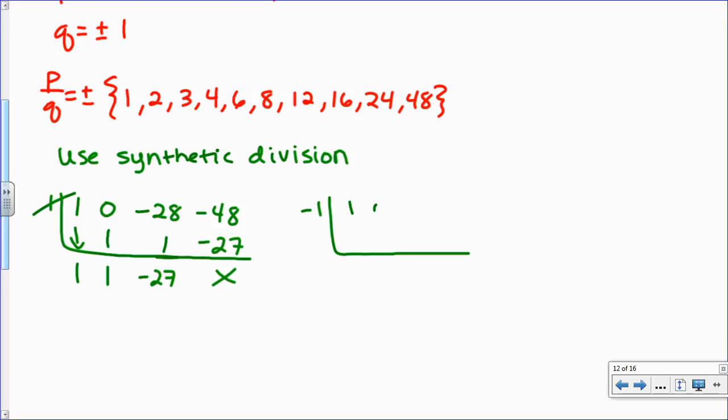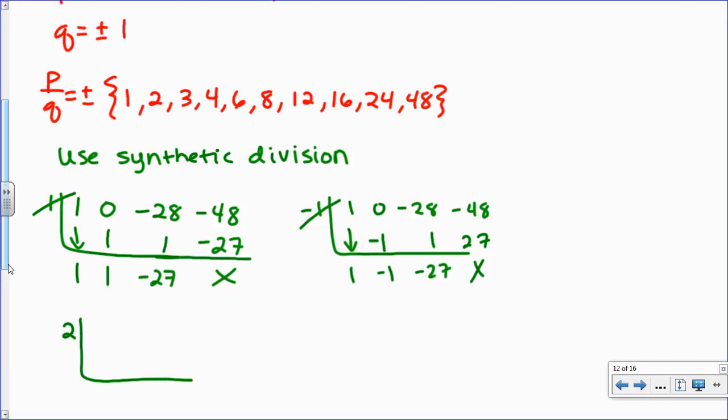Okay, so 1, 0, negative 28, negative 48. Okay, that's negative 1, 1, negative 27, positive 27. Do I get 0? No. Okay, so 1 and negative 1 didn't work. Let's try 2.